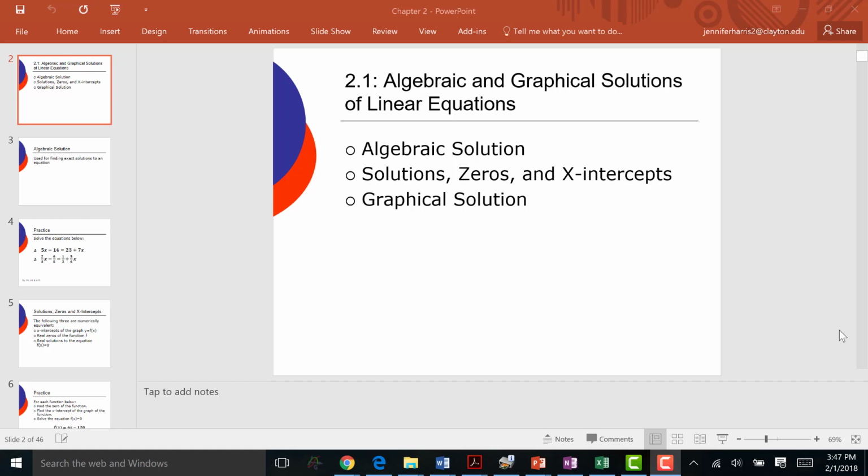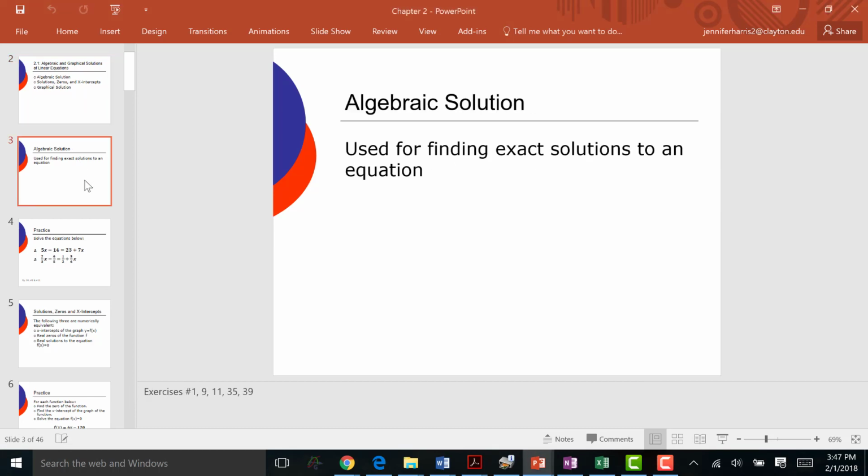Algebraic solutions, equations. And they have special names, which you see in bullet 2: solution, zeros, and x-intercepts. And then we'll show you the graphical solution. That's all we're going to do in 2.1 today. All right, so let's start with this first one. This next slide is just saying that we use this for finding exact solutions.